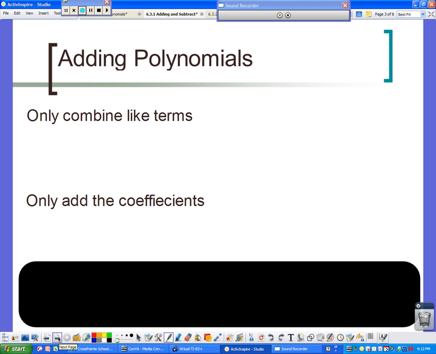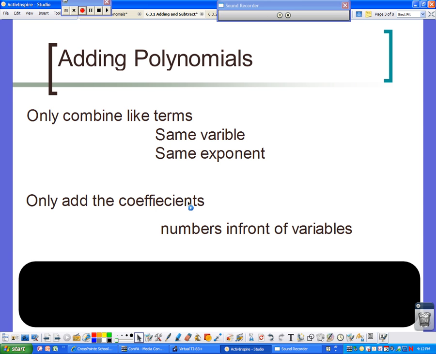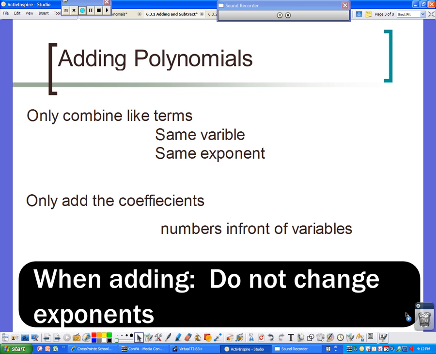When we're adding them, the first thing is we're only going to combine like terms. And remember, like terms have to have 2 components. They have to have the same variable, and they have to have the same exponent. And then all you need to do is add the coefficients. The variables and the exponents do not change when you're adding polynomials, only the numbers in front of the variables. So make sure that when you're adding them, you do not change the exponents, okay?